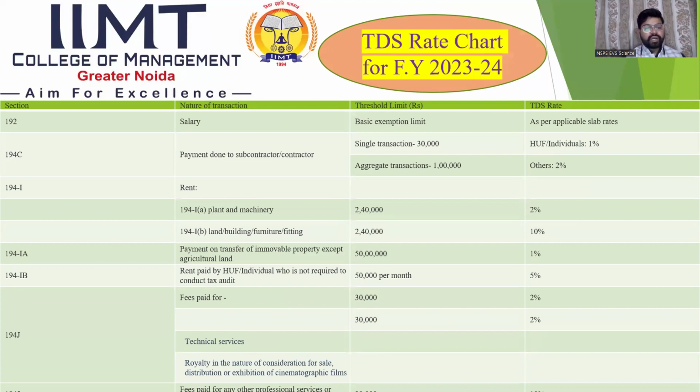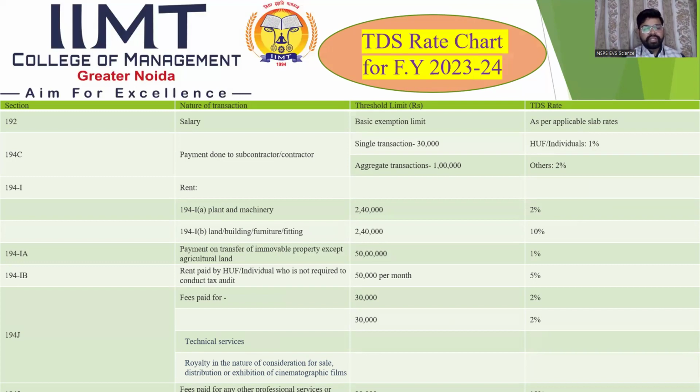194IB is for rent paid by an HUF or individual who is not required to conduct a tax audit. The aggregate limit is 50,000 per month, that is 6 lakh per annum. Other limits are also per annum, but this limit is 50,000 per month, that is 6 lakh per annum. The TDS rate is 5%.